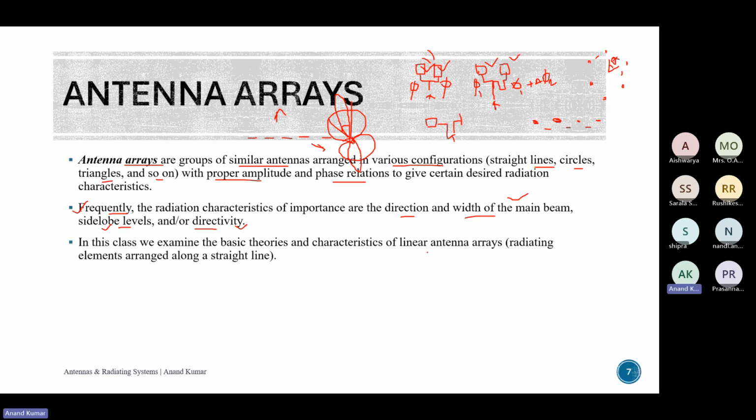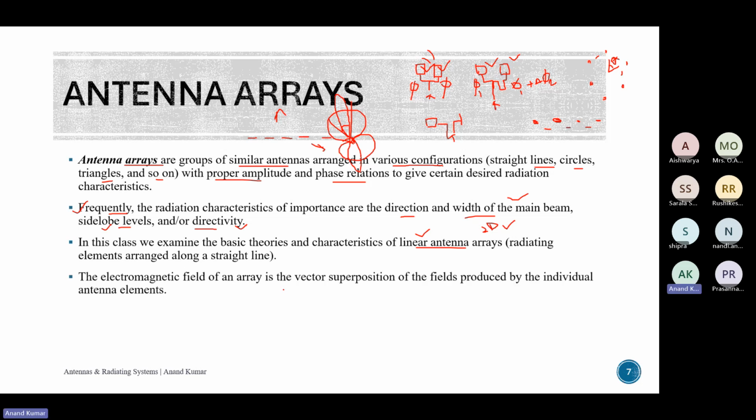We'll start with the linear antenna arrays, and then we'll briefly discuss what if they are not linear, that is not in a straight line, or if we are forming 2D arrays and so on. That will all be discussed later in this class. And one important thing is that we'll be using vector superposition of fields produced by individual antenna elements, and this will give us the desired parameters that we want to look at.